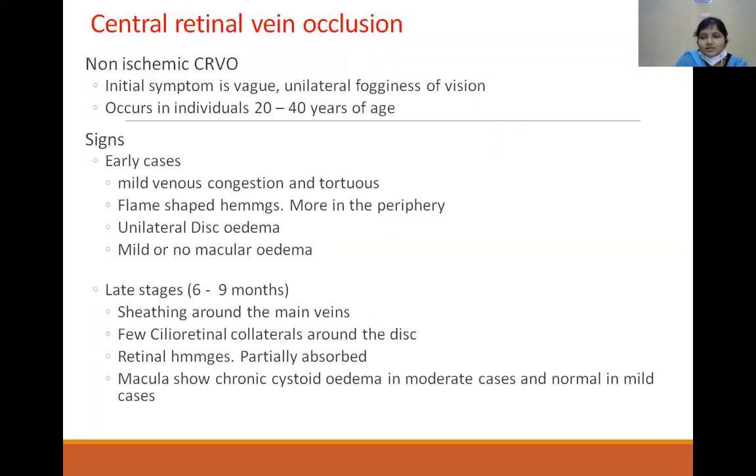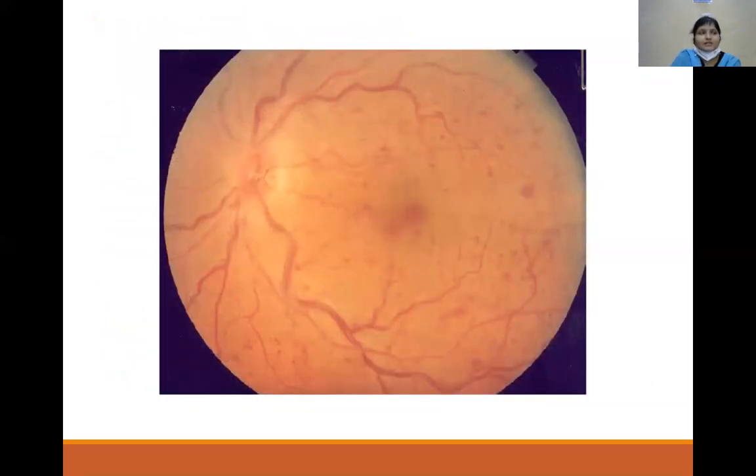In the late stages, we see sheathing of the veins along with the occurrence of collaterals, and sometimes neovascularization can be present. Retinal hemorrhages, they get partially absorbed in the late stages. Macula shows chronic cystoid macular edema in moderate cases, and it is normal in mild cases. So this is a picture showing non-ischemic CRVO.